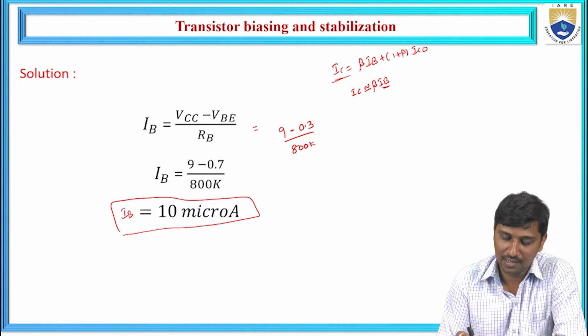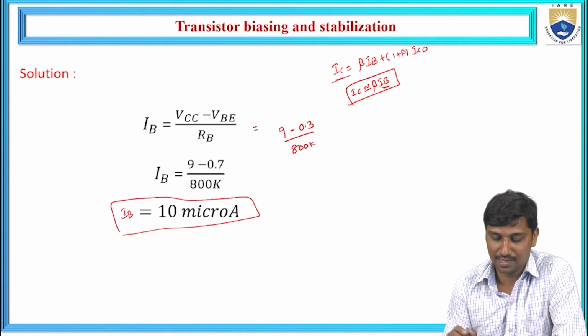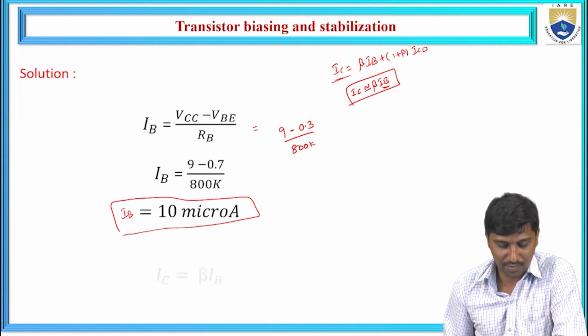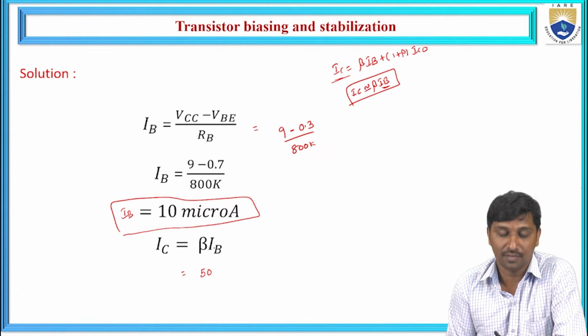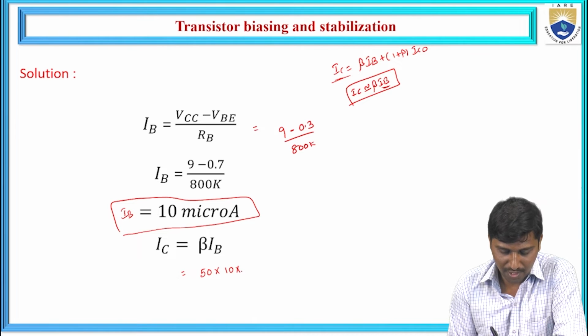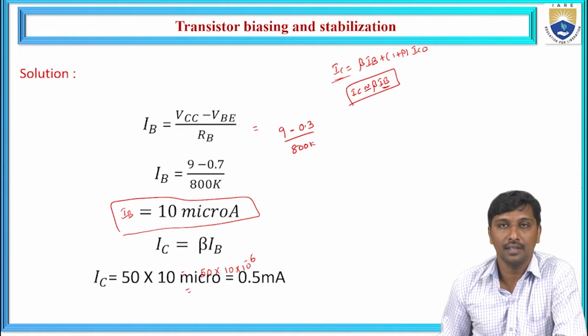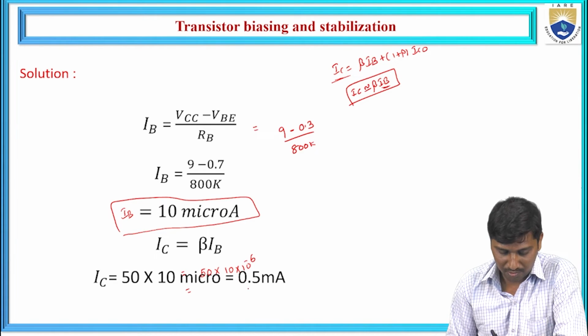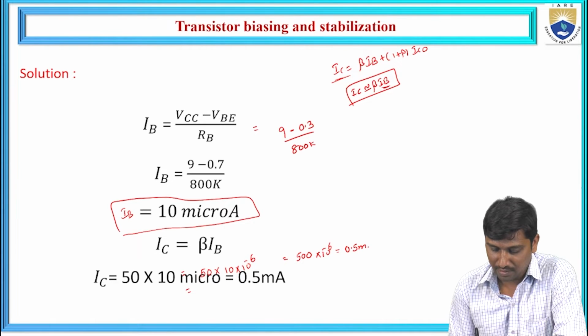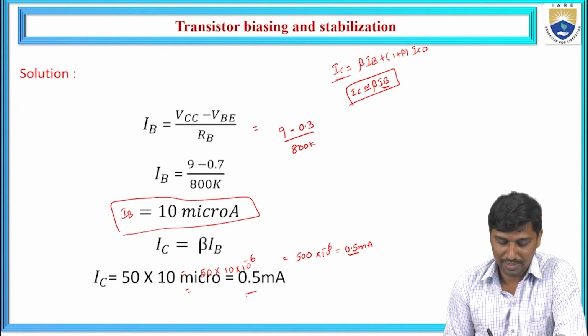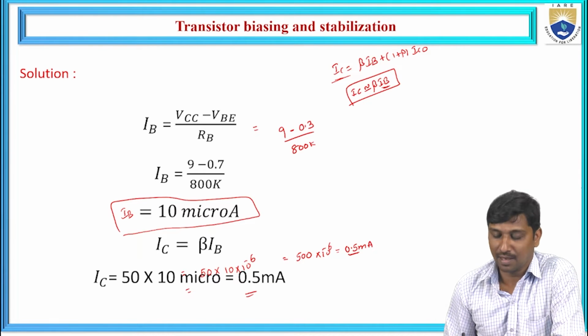Now we need to calculate IC. How to identify this IC? IC is represented as beta times IB. Substituting the given beta value of 50 and IB of 10 microamperes, that is 10 into 10 to the power of minus 6, the collector current becomes 500 into 10 to the power of minus 6, that is 0.5 milliamperes. So the collector current is 0.5 milliamperes.